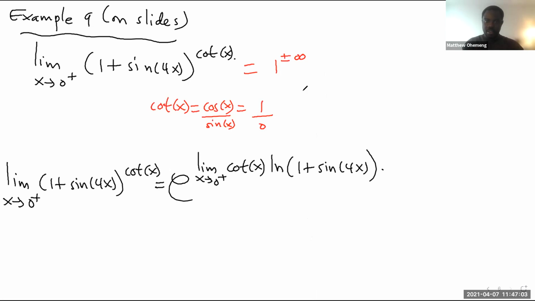Right, so that's it. You have this setup. So what you can do is just focus on what? Just the power here, and then get the limit. And then when you are done, you just fix the answer as a power of e. So let's just focus on that. So limit as x approaches 0 from the right of cotangent of x, ln of what? 1 plus sine of 4x.